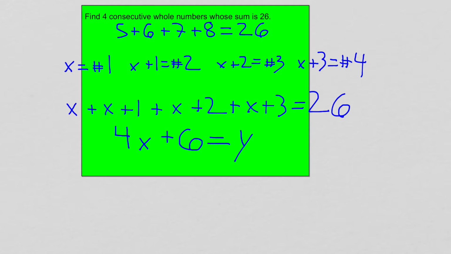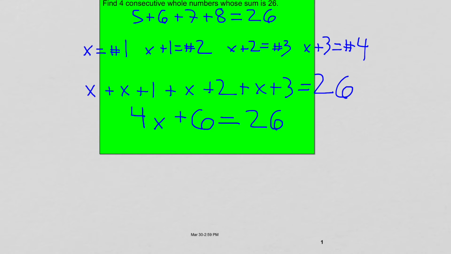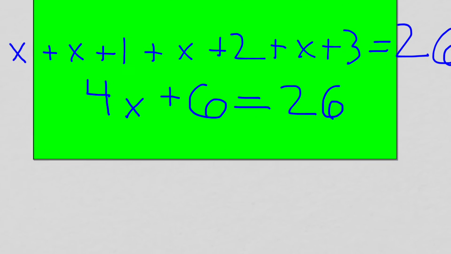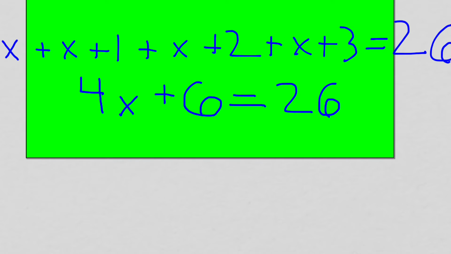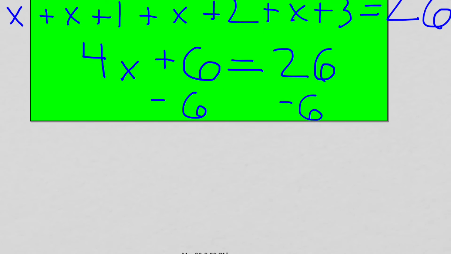But now we know the value of y. In this particular situation, the value of y, we said when you add those up, is 26. And now instead of wanting to know the value of y, we want to know the value of the other variable, the x. So we want to get the x by itself. We do that by doing the reverse of order of operations. We're going to subtract 6 from both sides of the equal sign, and we'll get 4x equals 20.